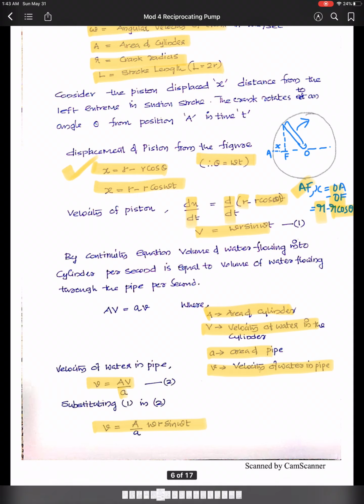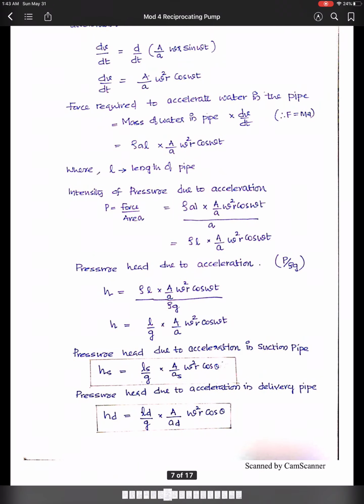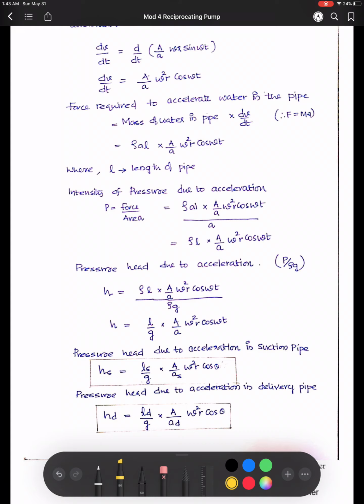Now we have found out the velocity of water inside the pipe. Now we will find the acceleration of water inside the pipe. For that we will take the derivative, that is dv by dt. dv by dt is equal to A by a omega square r cos omega t. After we apply the derivative, we will get this answer.